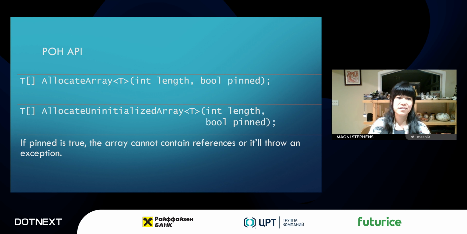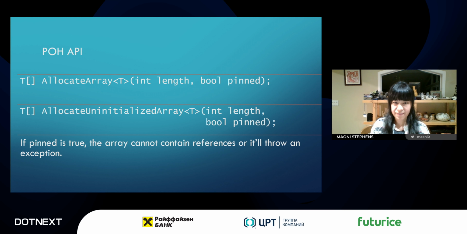And we added a new API called allocate uninitialized array in .NET 3. However, I don't believe we made it public until .NET 5, or maybe we did make it public in .NET 3, but I'm kind of losing track there. But in any case, if you upgrade to .NET 5, you'll get these two as normal public APIs, and you can tell them to allocate an object on the POH by setting the pinned parameter to true.